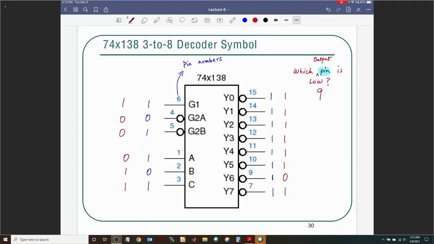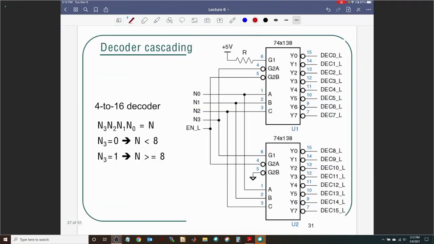All right, let's move on. Now, a very interesting application of decoder cascading. Can I use multiple 74X138 chips to actually make a bigger 4 to 16 decoder? And the answer is yes, absolutely you can. And you can use the multiple enable inputs as the thing that will help you in cascading these decoders.